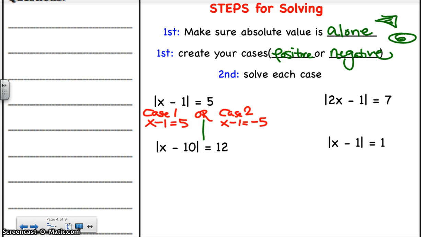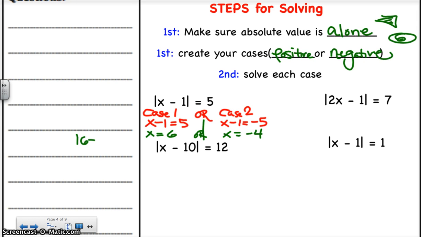Adding 1, x equals 6. Adding 1, or x equals negative 4. Those are my two cases. X can equal 6 or x can equal negative 4. You can always check your work by plugging it back in.